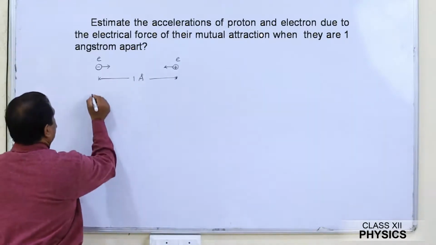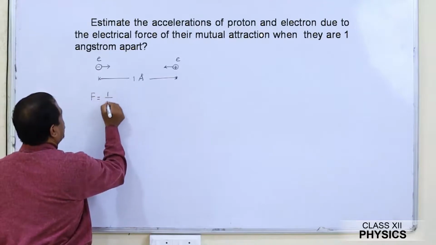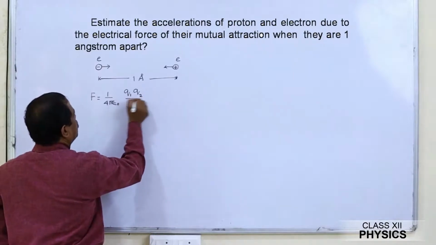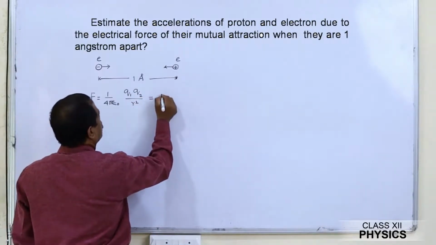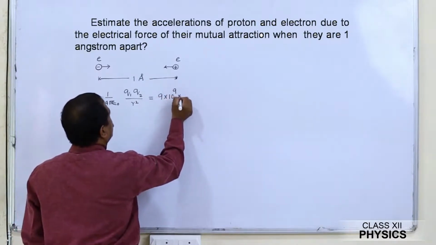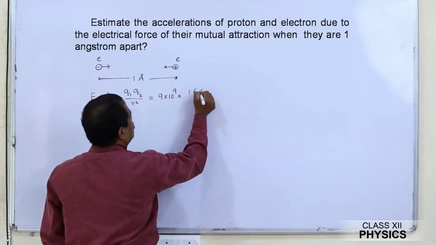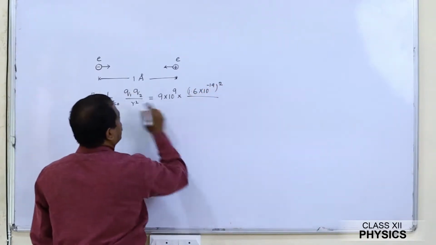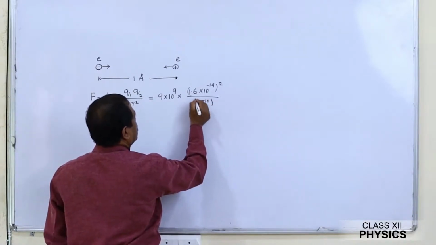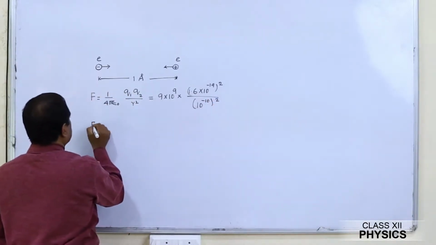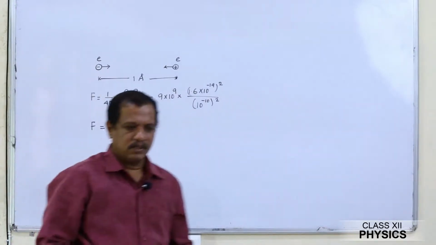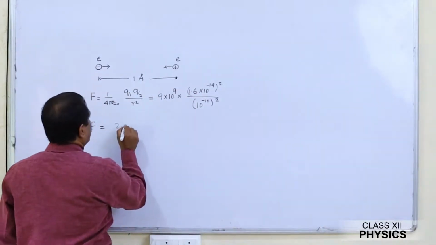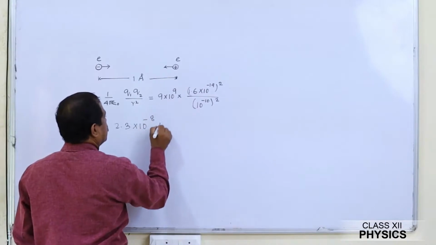The force experienced will be given as 1 by 4 pi epsilon naught into the product of the two charges divided by distance square, which works out to be 9 into 10 power 9 into the product of the two charges, 1.6 into 10 power minus 19 whole square, divided by the distance square, that is 1 angstrom, 10 power minus 10 whole square. This force works out to be 2.3 into 10 power minus 8 Newton.